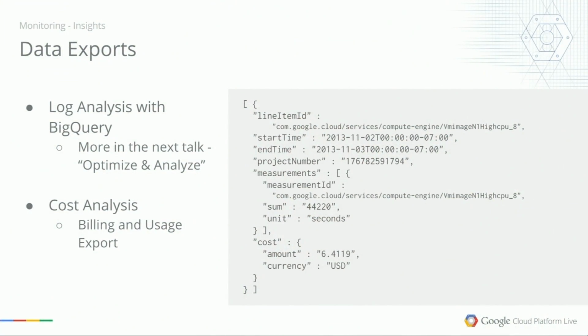To do analysis on the App Engine logs that you just saw, you can export them into BigQuery. Now, BigQuery is Google Cloud's big data platform that can process fast queries over multi-terabytes of data. You're going to hear all about it in the next session, Optimize and Analyze.